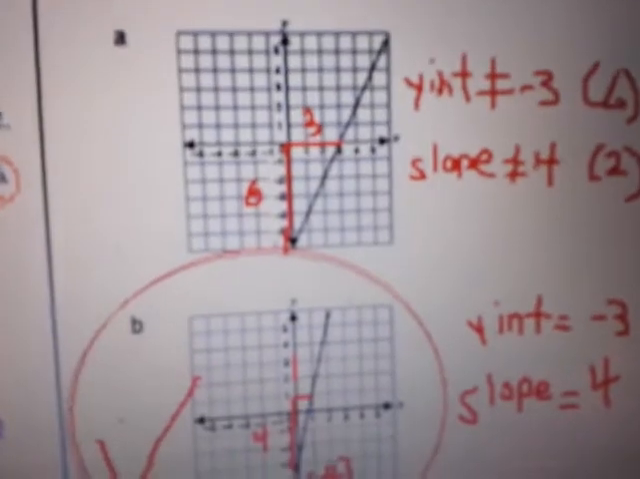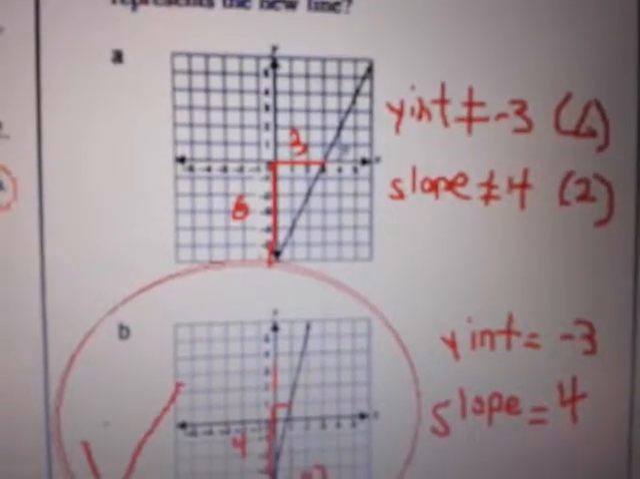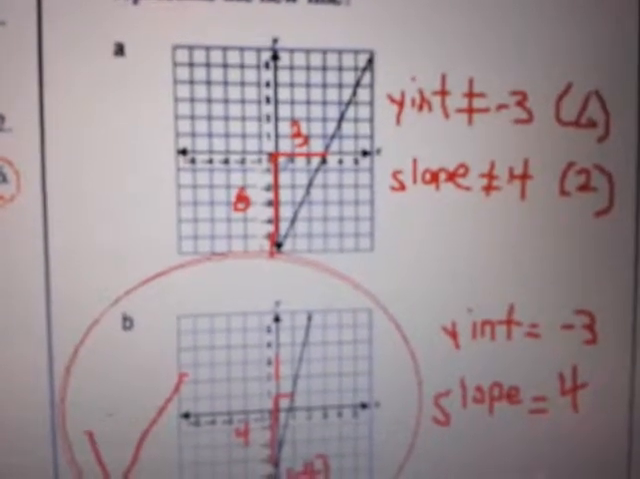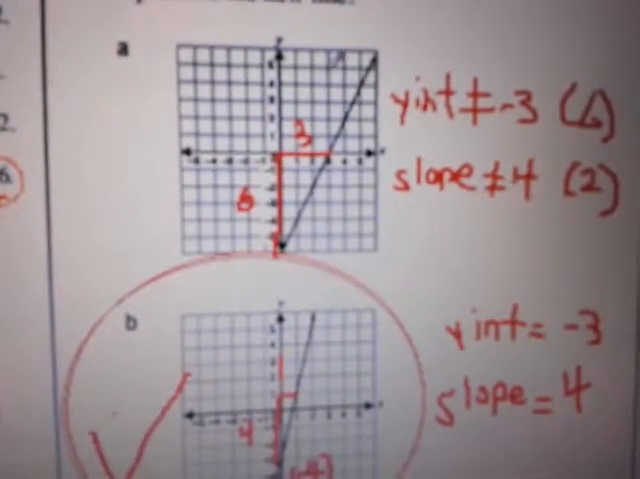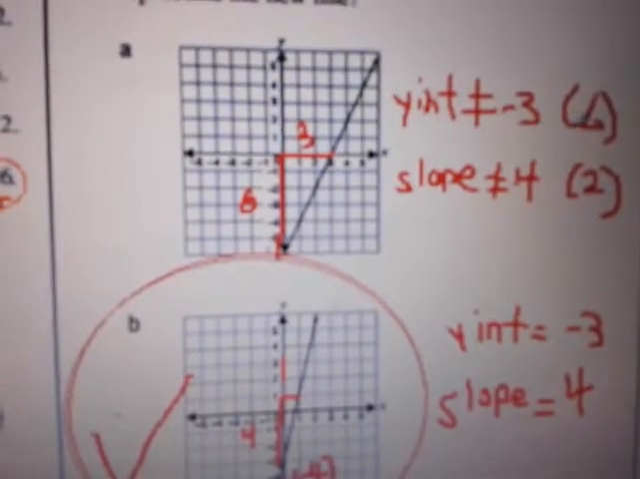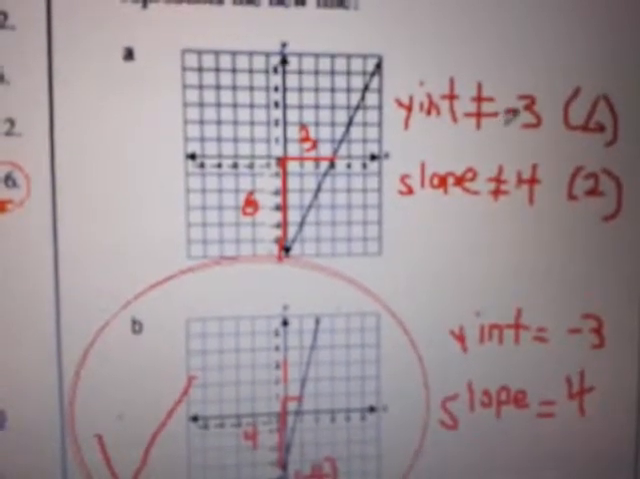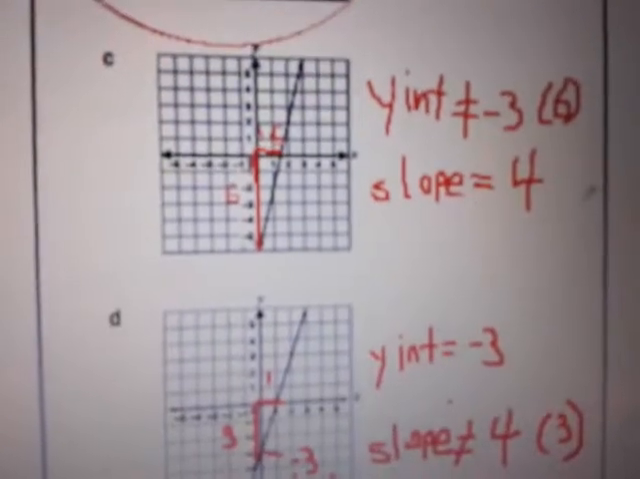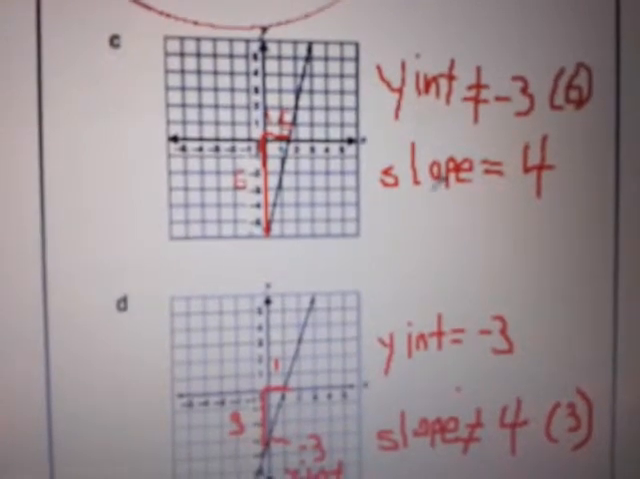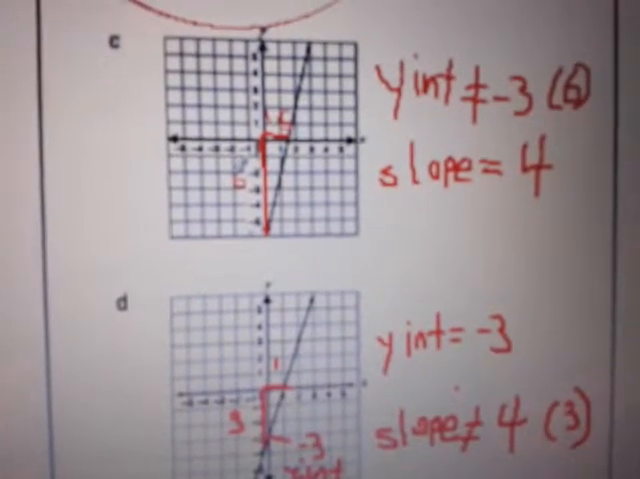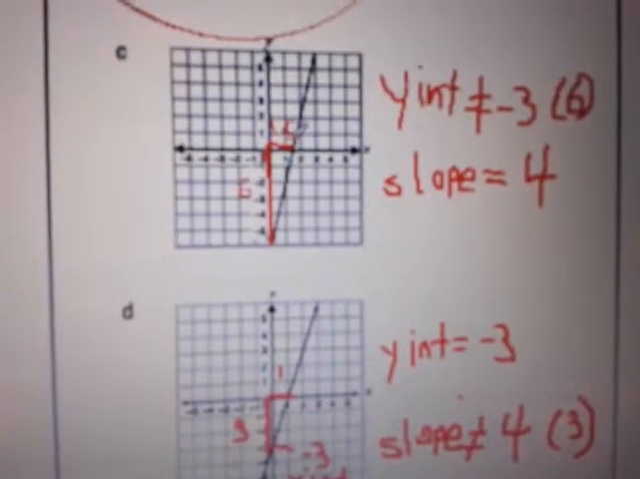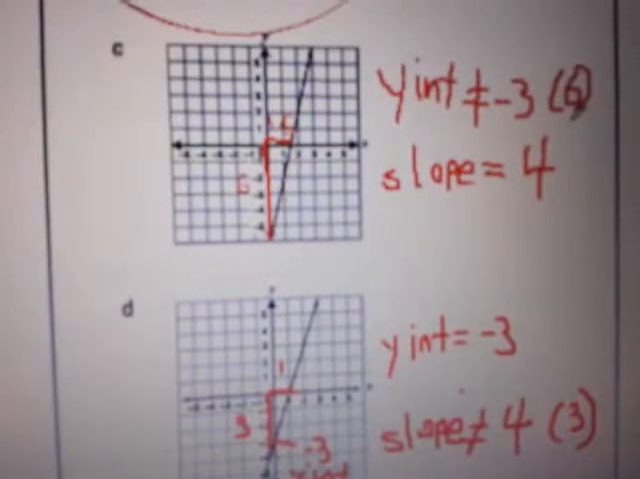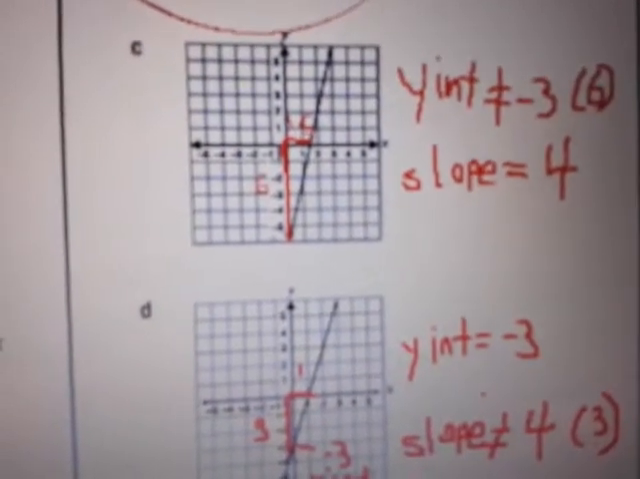So graph A, you can see here, has a slope of 2 and not 4. Y-intercept is 6 and not negative 3, so graph A is wrong. Jumping to graph C, the slope is 4 because its rise is 6, run is 1.5. The slope is right, but the y-intercept is 6 and not negative 3, so this is not the right graph.